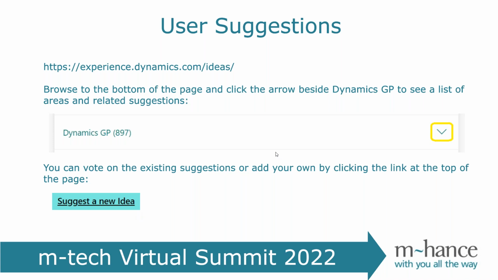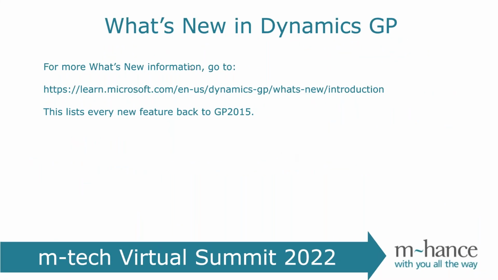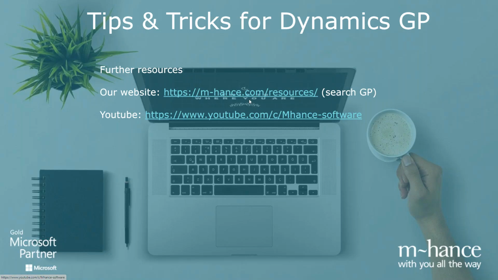Okay. The other one is for more what's new information. This website has the what's new for every version of GP back to GP 2015. So that's a good bit, that's 7 years' worth. So if there's anything you're not sure whether it does or not, you could go there and have a search. And then last but not least, these websites: this is our website, and you can search for GP under the resources section, and here's our YouTube channel.